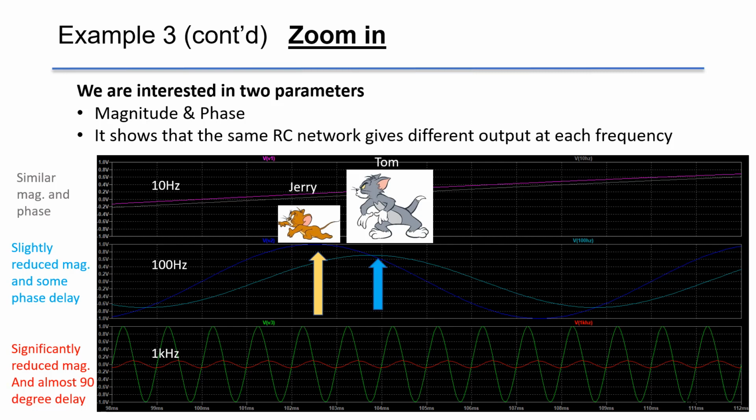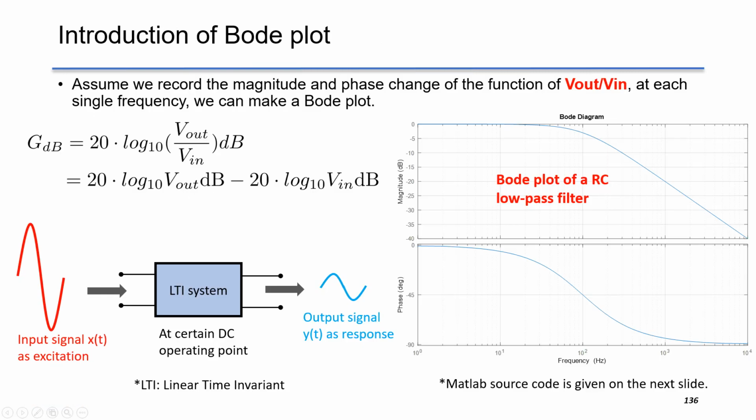So therefore, the delay is a quarter of a cycle, that is 90 degrees. So in summary, higher input frequency will have more attenuation and more phase lagging at output, and the phase lag is up to 90 degrees. As we have studied the magnitude and phase, we will introduce the Bode plot.